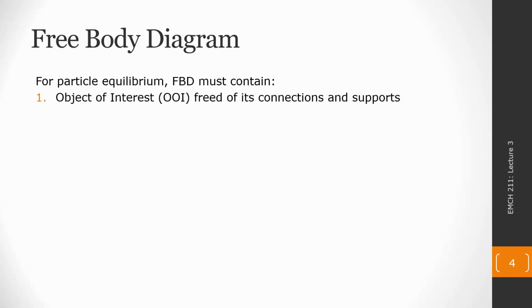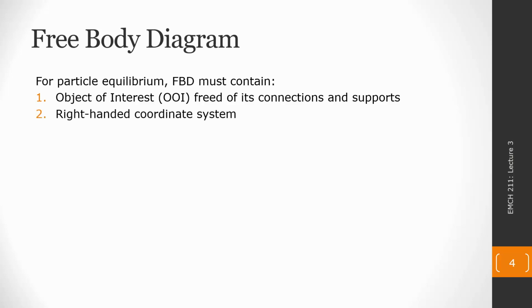First, we need to select an object of interest, or really for a particle, a point of interest. That's going to be the centerpiece of this diagram: the point that we're analyzing. We're going to draw it freed from all of its connections, all of its supports. As we're going to see in some examples, we have a lot of points that are connected to ropes or cables or have a force acting on them. In the picture, we're going to start by just representing that particle or object that we're going to be analyzing without any connections to it.